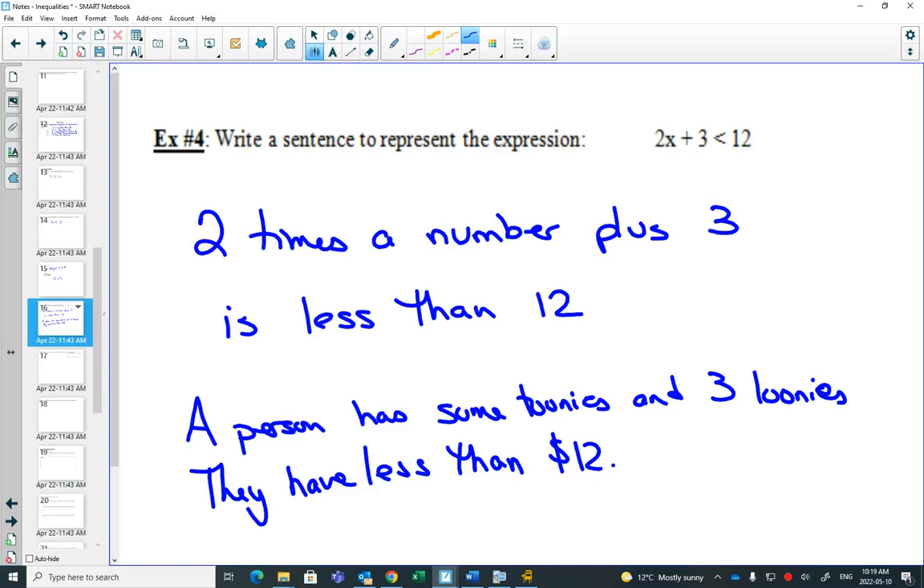Could they have 3 toonies? Could they have 5 toonies? No. Could they have no toonies? Yes.